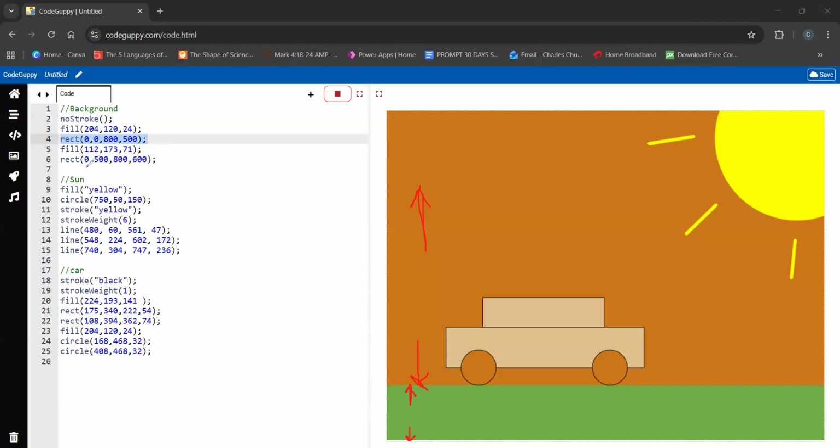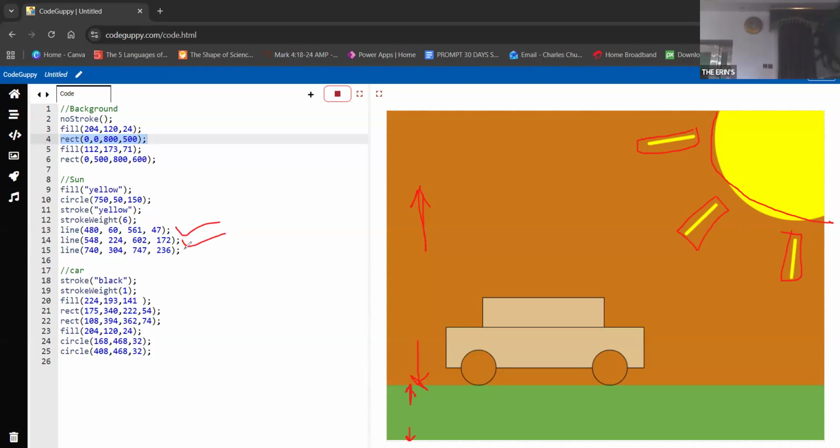Now, look at the sun. The sun is made up of a circle. You can see the circle, part of a circle actually, but they just hit part of it. Then it's made up of the rays, this stroke and this one, right? Can you see that there are three strokes? Line, line, and line. That's exactly what created the sun.